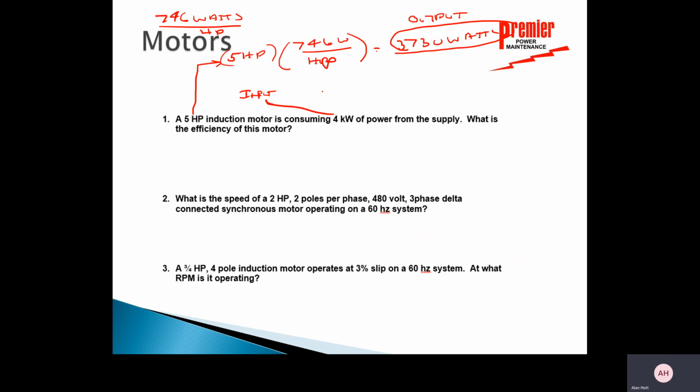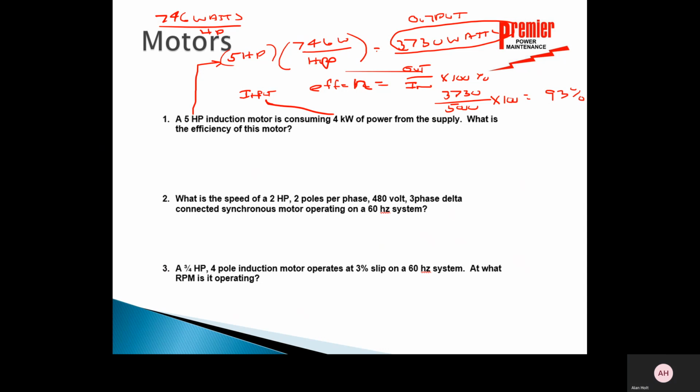So the definition of efficiency, I'll write EFF, sometimes it's written as a funny N, it's not an omega, is what? Out over in times 100%. So I've got 3,730 divided by 4,000 times 100%, and I find out that this motor is 93% efficient. So that's an efficiency problem. Good question, and one that's going to be asked quite a bit. You're going to see a similar type question on many exams.